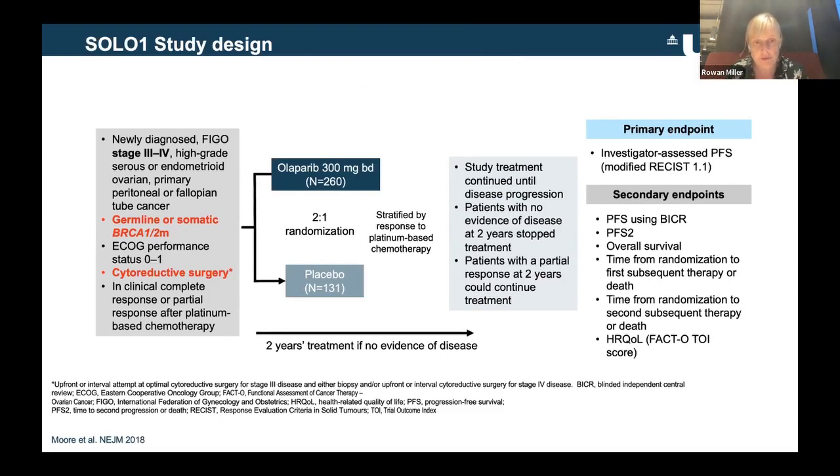Now, patients received drug for 2 years, with the exception of anyone who had residual disease when they entered the study. If they were still benefiting, they could have treatment beyond 2 years. And that's how we now prescribe the drugs in clinic. And the primary endpoint was progression-free survival.